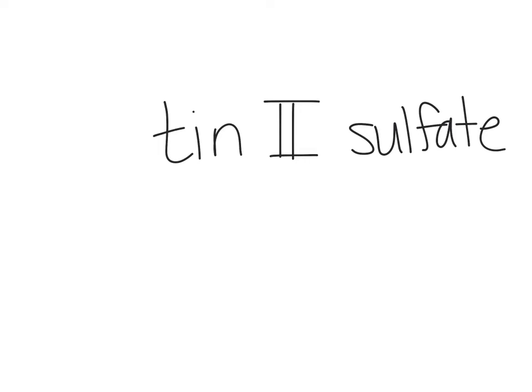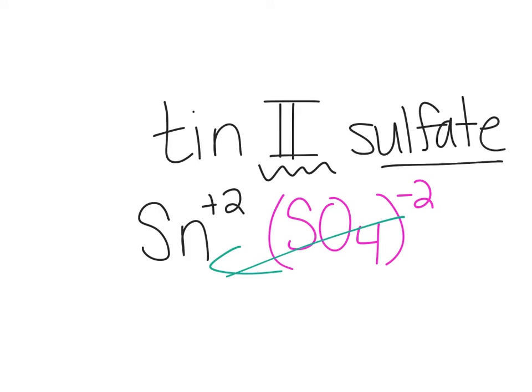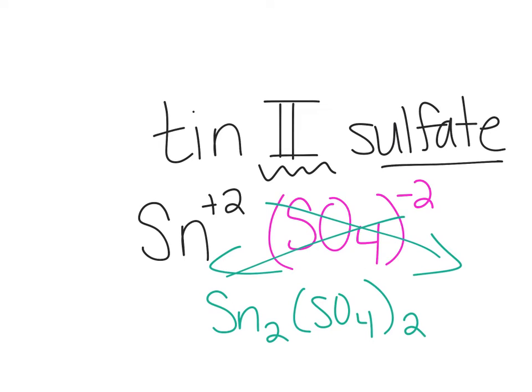So tin is who on the periodic table? Sn. The 2 Roman numeral tells us it's a what charge? A +2 charge. Sulfate is not sulfur. Not SO3. SO4. There we go. So sulfate is SO4 with a -2 charge, because we would find that on our list. So we would take those two values, crisscross them, and we end up with Sn2(SO4)2, but because it's ionic, take those 2's and simplify them. So it's just SnSO4.